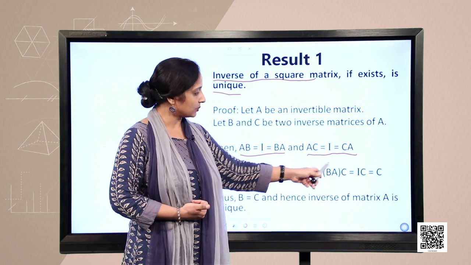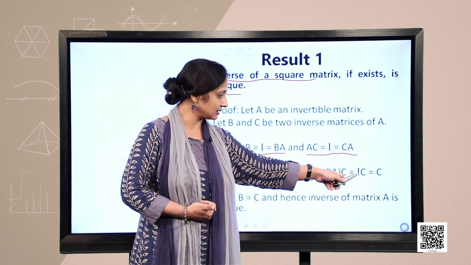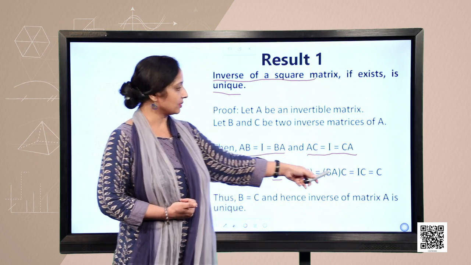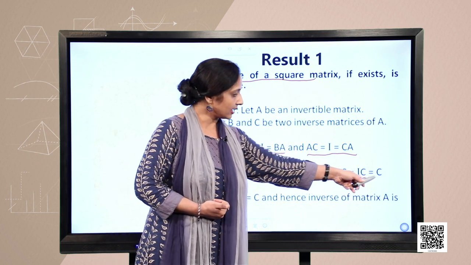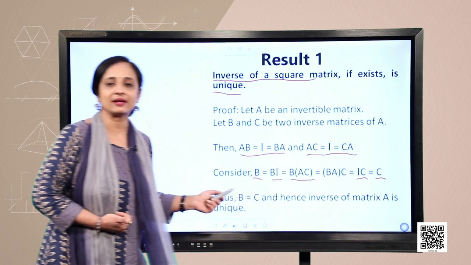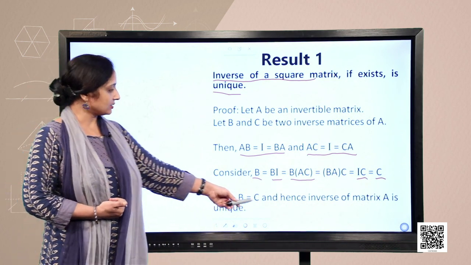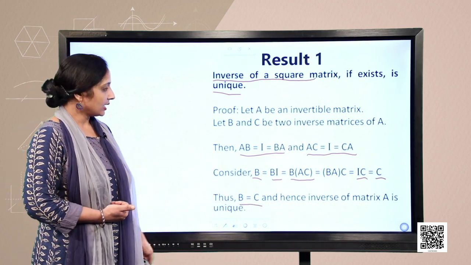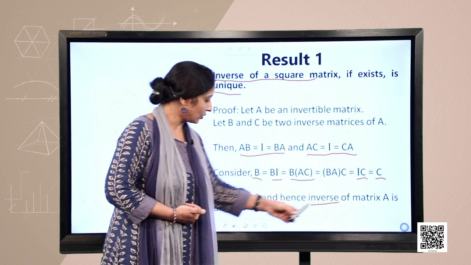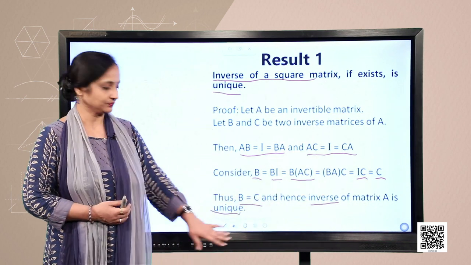Then take BA and multiply it by C. This BA will become I, so IC, and finally you are getting only matrix C. So B is equal to C. That means the inverse of a matrix is always unique.